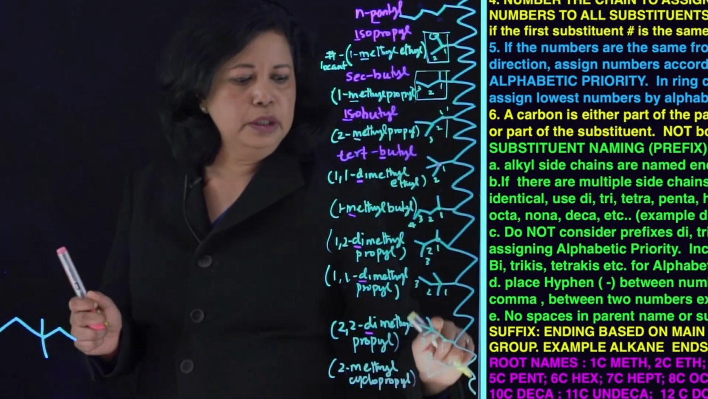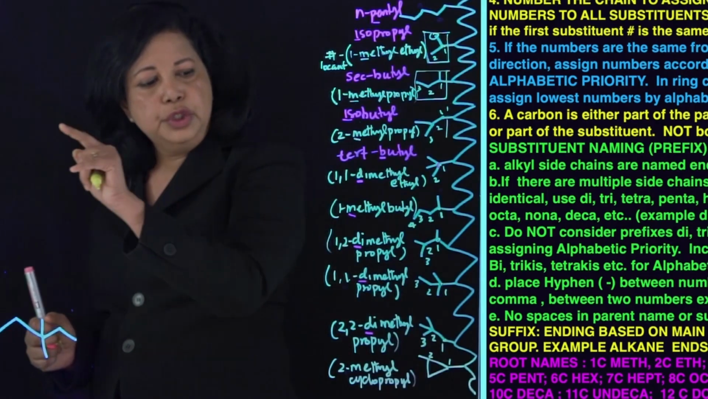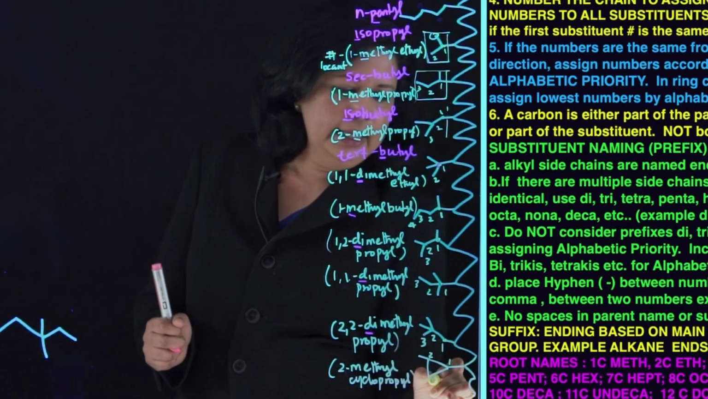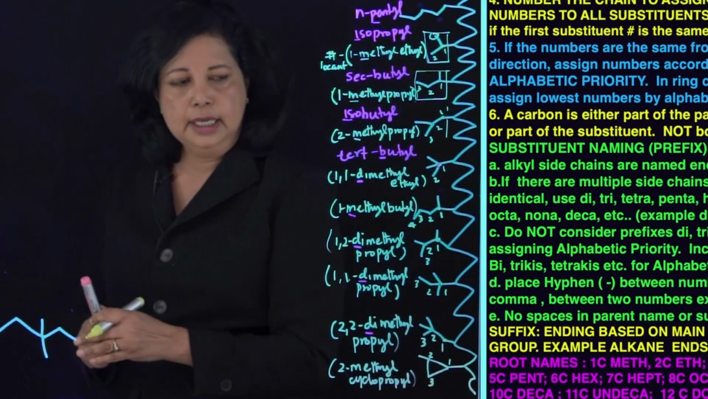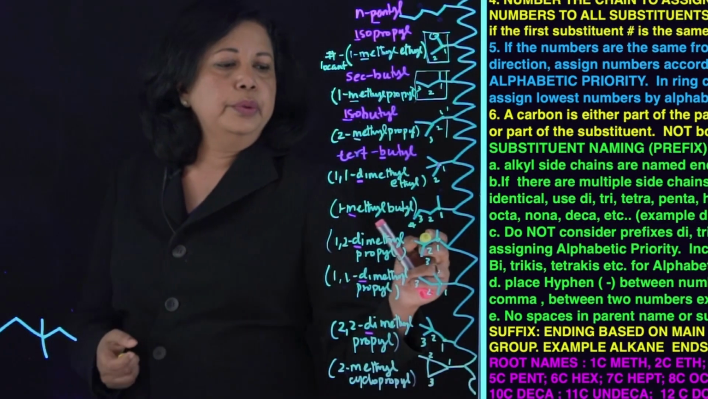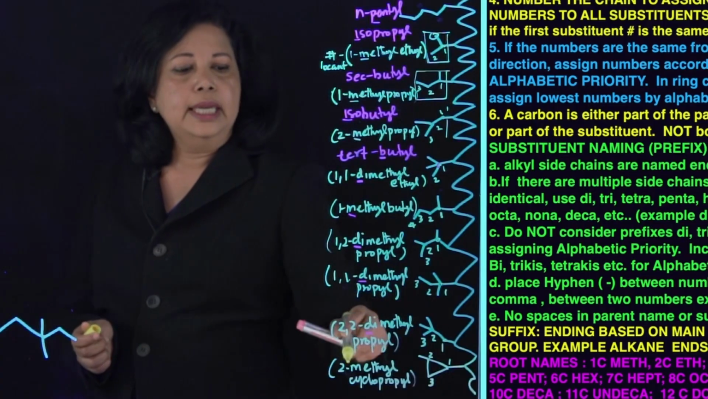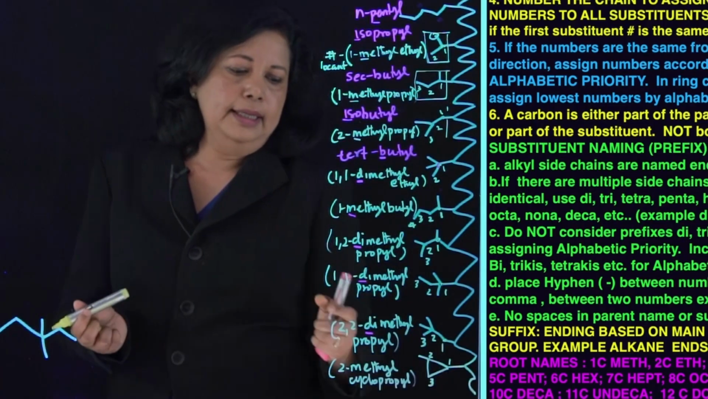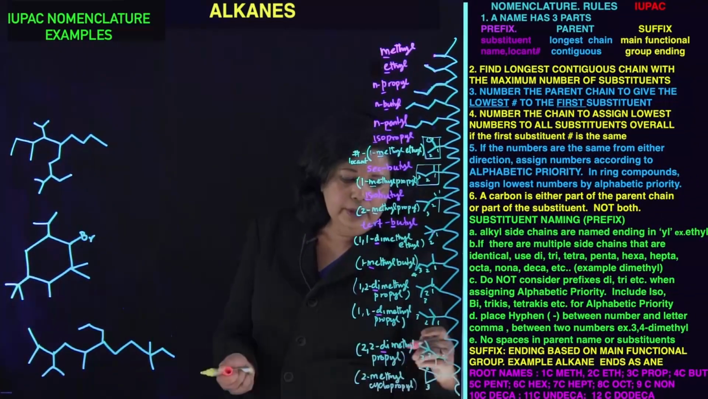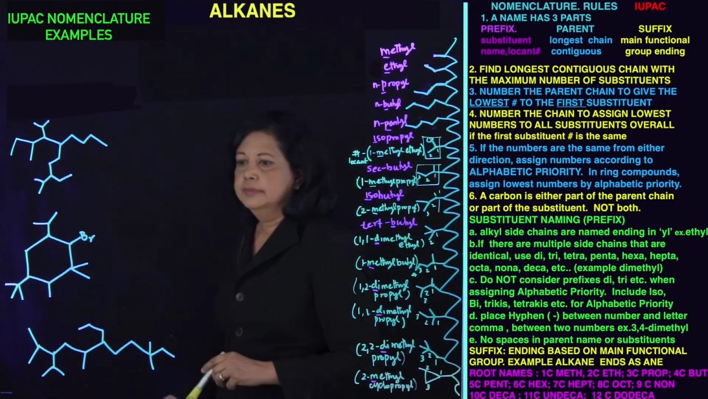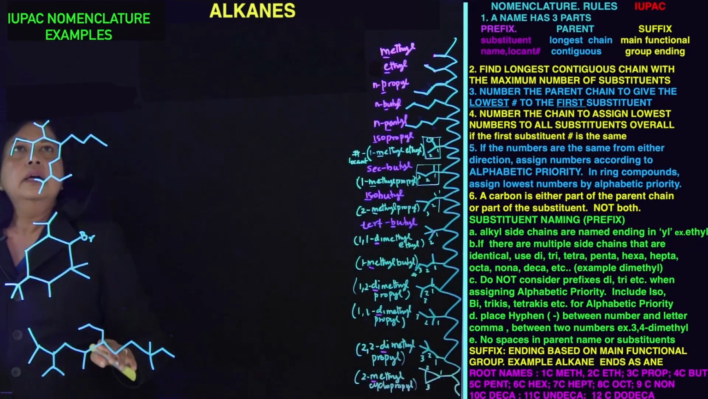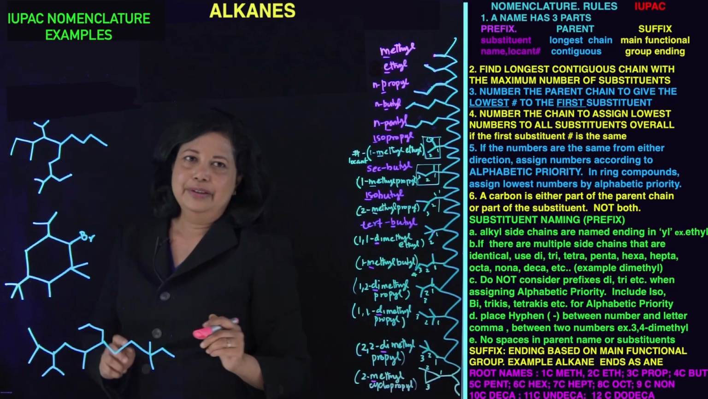Point of attachment is 1. Then you find the longest chain. If it is a ring like this, then you find the cyclo ring. Then you number the substituents, give them the lowest number possible. Then you name it. And when you alphabetize it, you use the first letter inside the parenthesis. Over here, let's do one here.